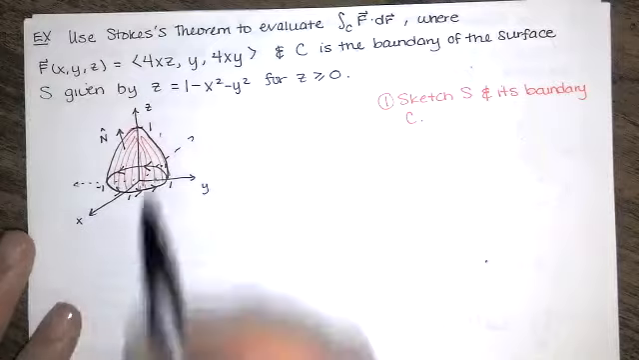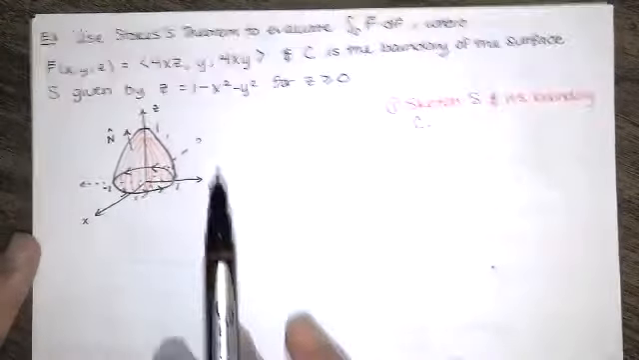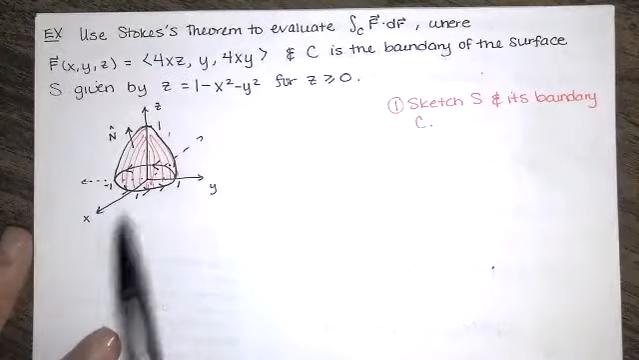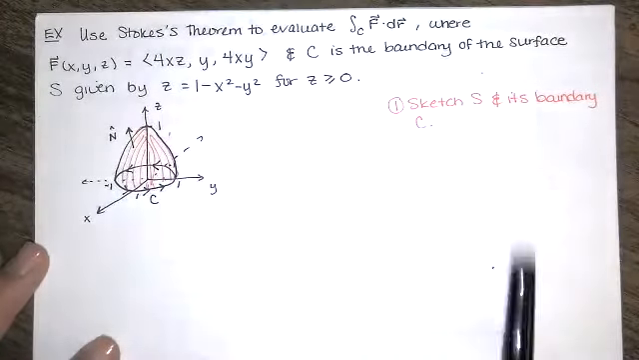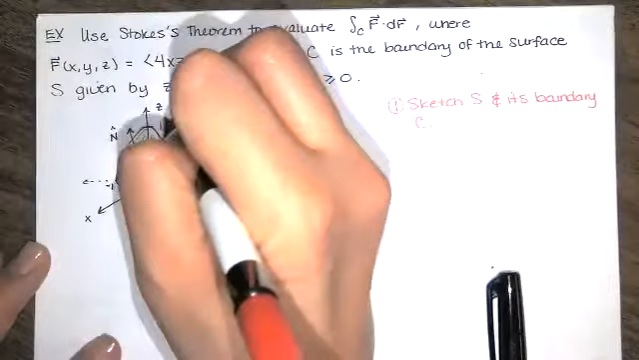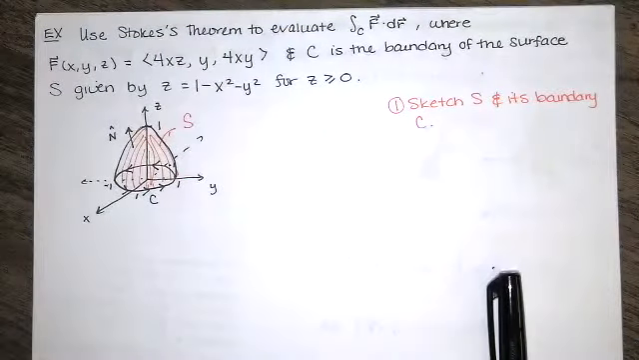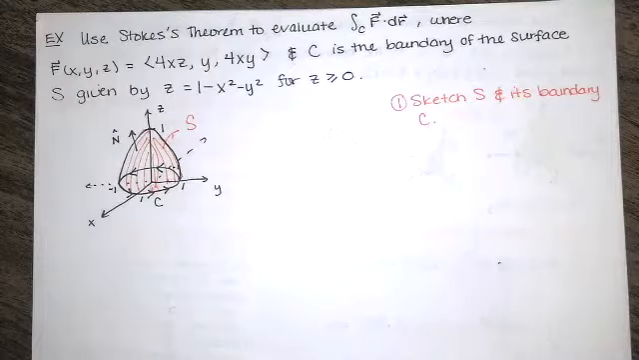And that's sort of in the background. Okay, so we've got S, and we have a piecewise smooth boundary C. Let's check all the conditions of Stokes' theorem.